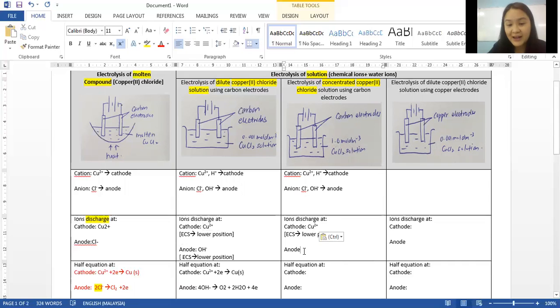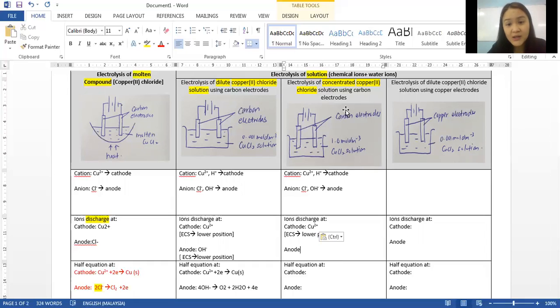Next, how about at the anode? Recap: at the anode, the choice can be affected by three factors: type of electrode, concentration, and ECS. So we have to ask ourselves one by one. The first factor, type of electrode. Is this electrolysis affected by the type of electrodes? To answer that, I look back at my electrode. It's made of carbon. It's not even a metal. So therefore, type of electrode is not relevant.